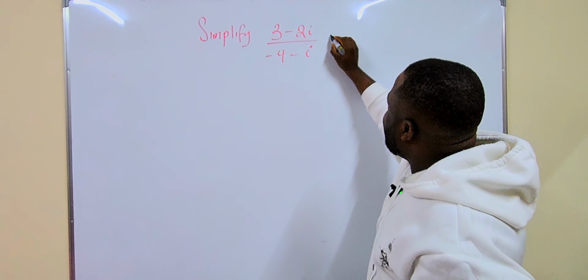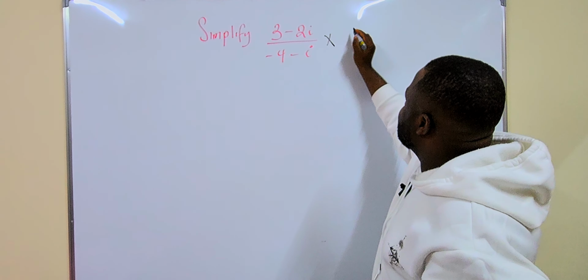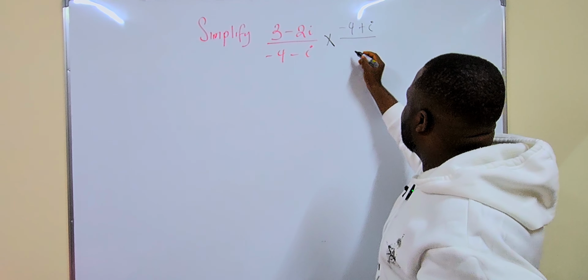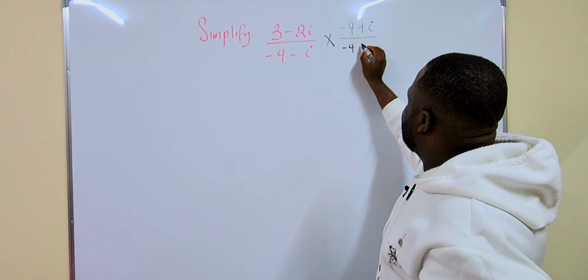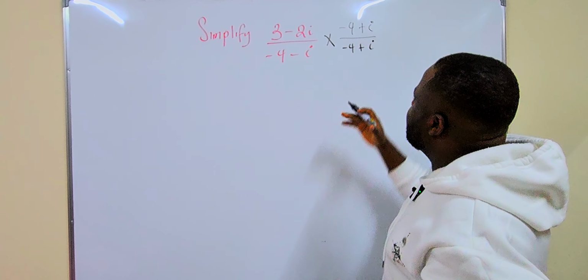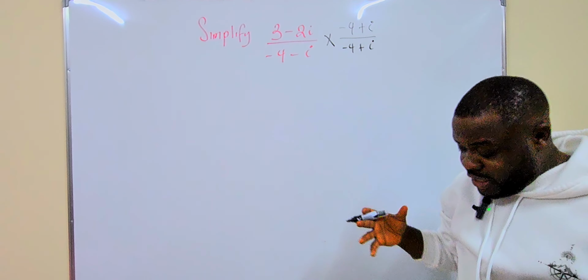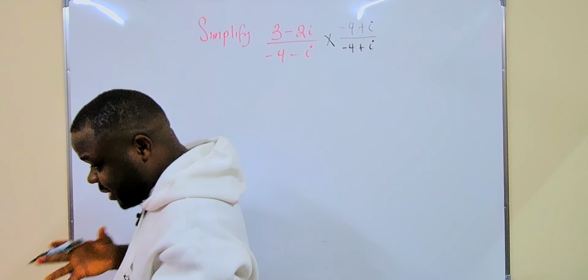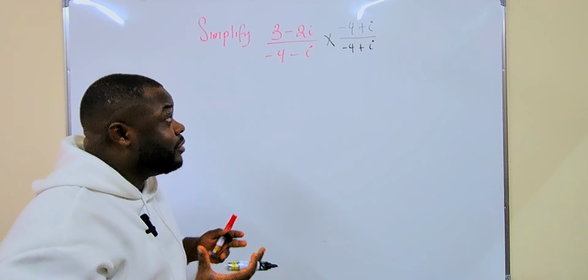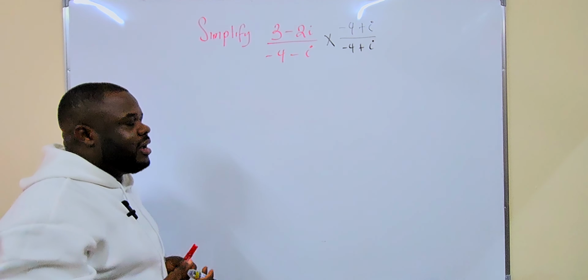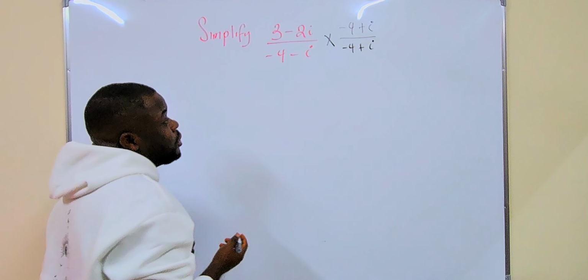You say the conjugate of this is negative 4 plus i over negative 4 plus i. So some students will be like, why don't you also change the 4? No, you are dealing with the imaginary, okay? Because that is the imaginary number that you want to remove. You want to remove the imaginary number. So it is that imaginary number that is going to be affected. So what do you do next?